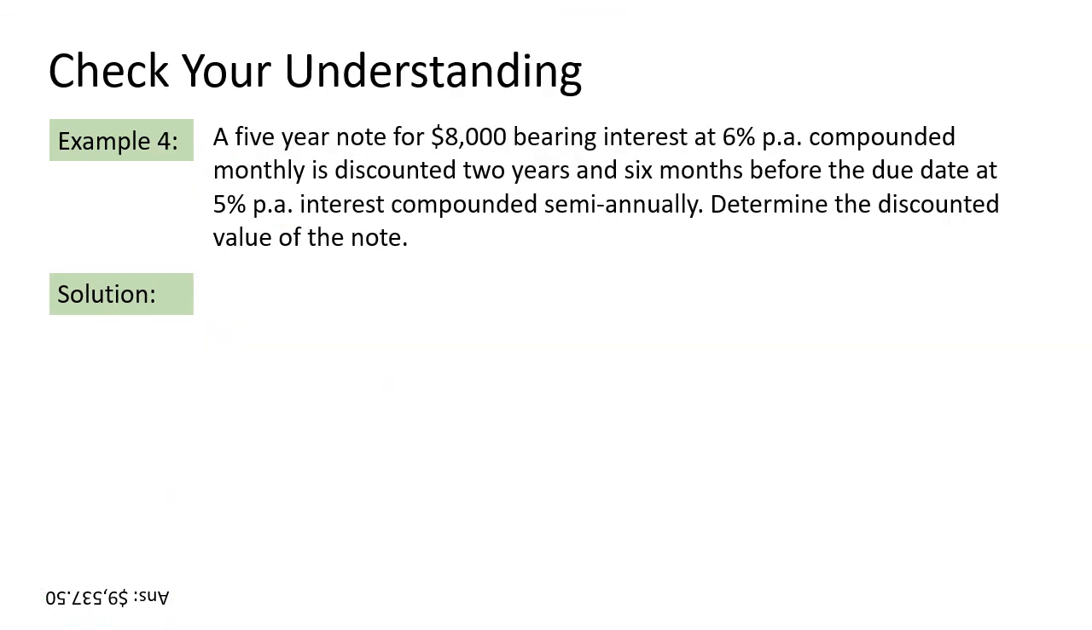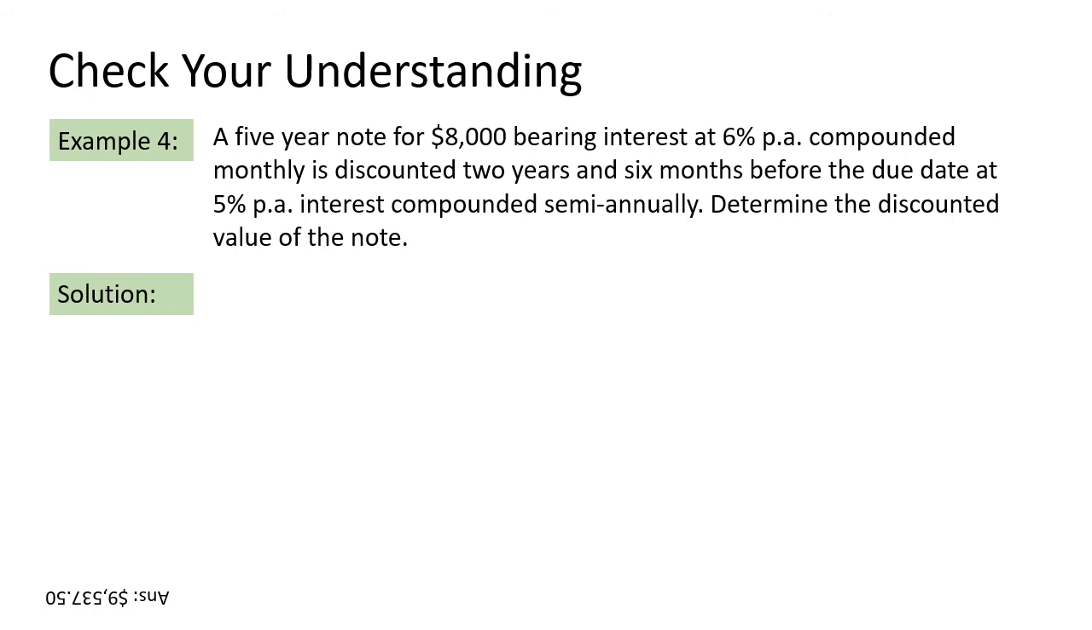So let's look at a second example. Again, this is the second of 3 examples for interest-bearing notes. A 5-year note for $8,000 bearing interest at 6% per annum compounded monthly is discounted 2 years and 6 months before the due date at 5% per annum interest compounded semi-annually. Determine the discounted value of the note.